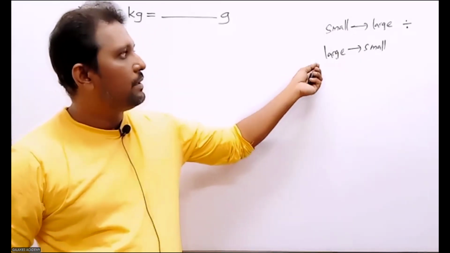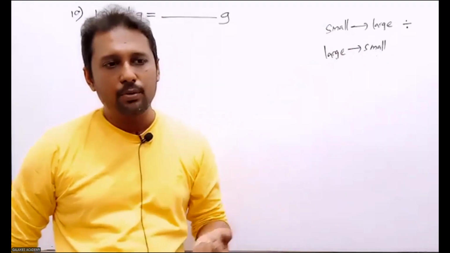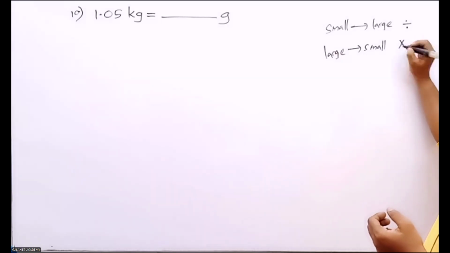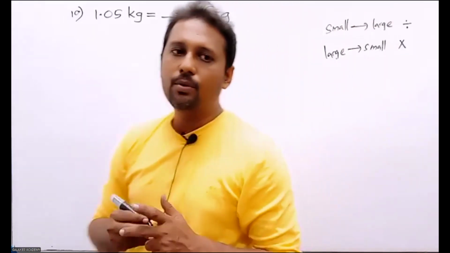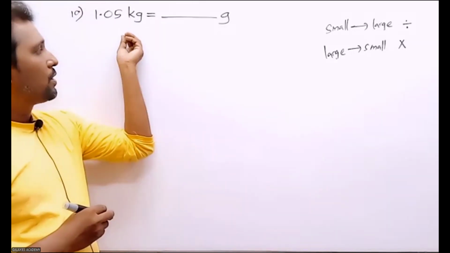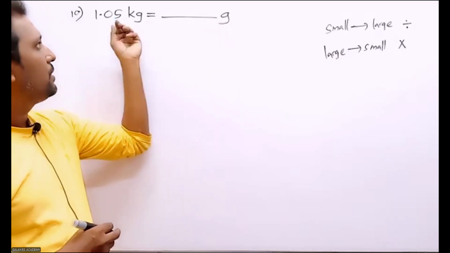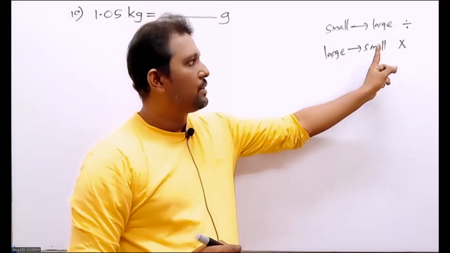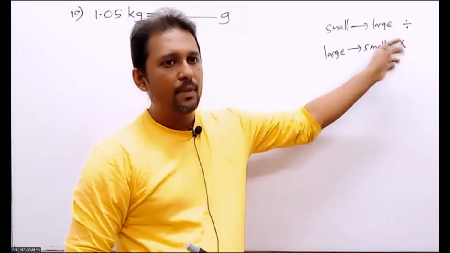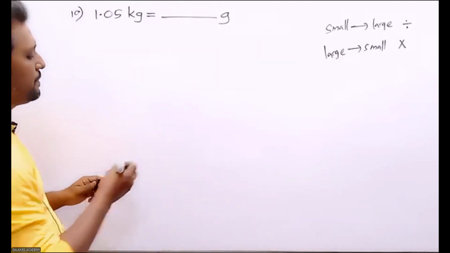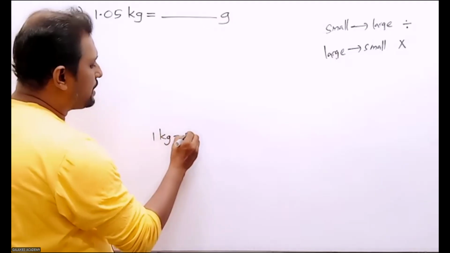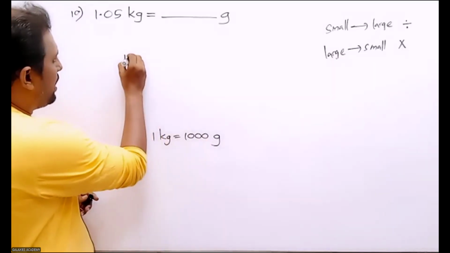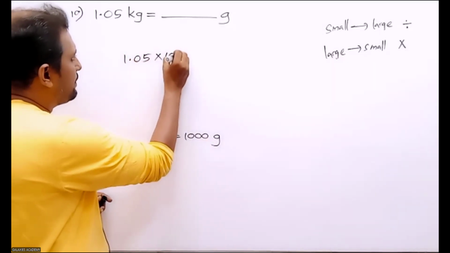If you want to convert large unit into small unit, what you have to do? You have to multiply by the relationship between the two units. Right? In this question, kilogram convert into grams. So large unit convert into small unit. When you convert large unit into small unit, you have to multiply by the relationship. What's the relationship? 1 kilogram equals 1000 grams, no? So you have to multiply by which value? 1000. 1.05 you have to multiply by 1000.